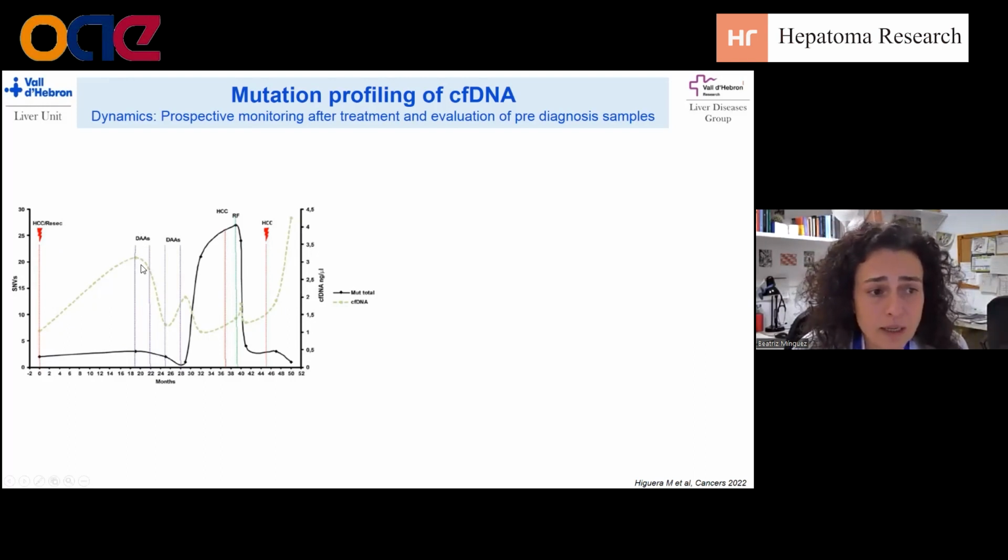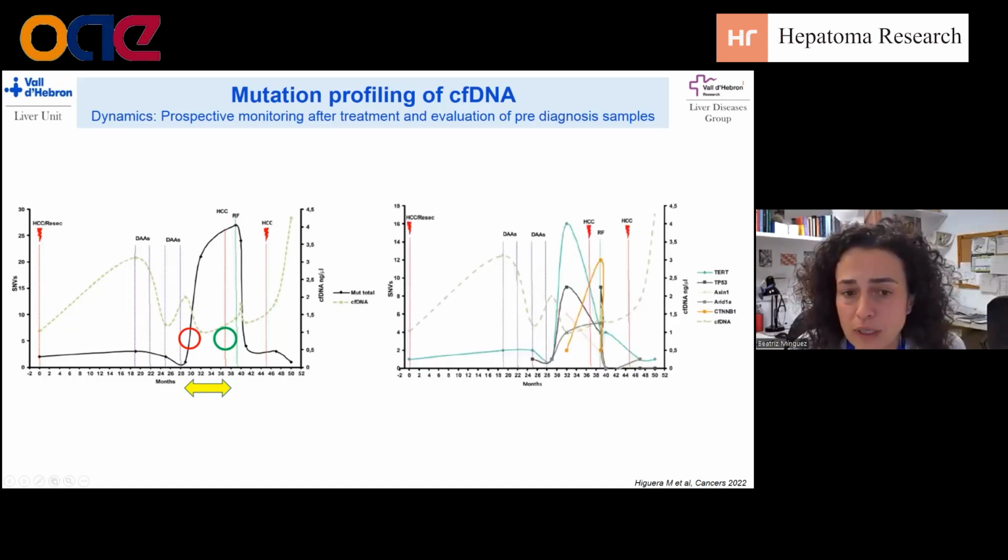Here he was treated with direct antivirals. He was treated again, and then we were able to identify that the number of total mutations was rising almost 1 year before he was diagnosed with a new hepatocellular carcinoma. And here you have also the different mutations, being the TERT promoter mutations, as expected, the most relevant one, and also TP53 and CTNNB1.